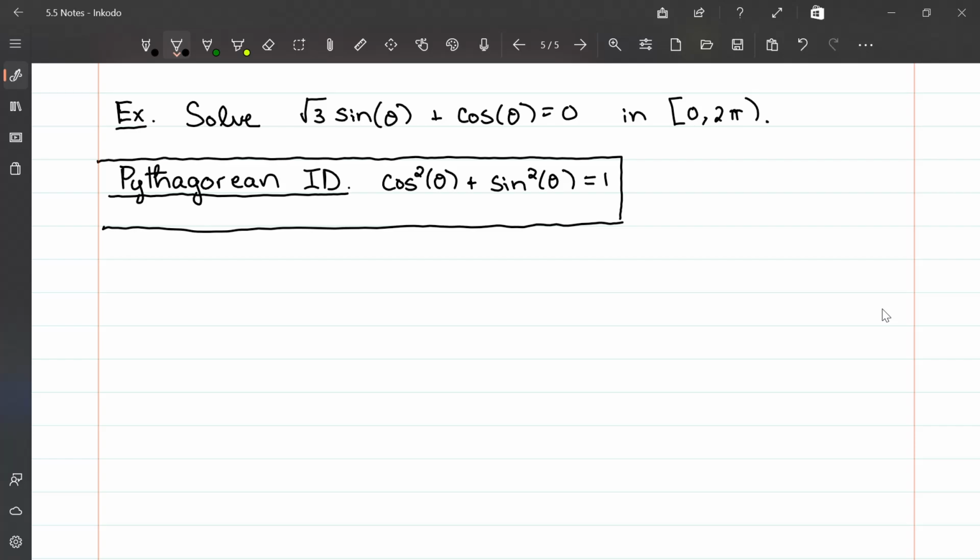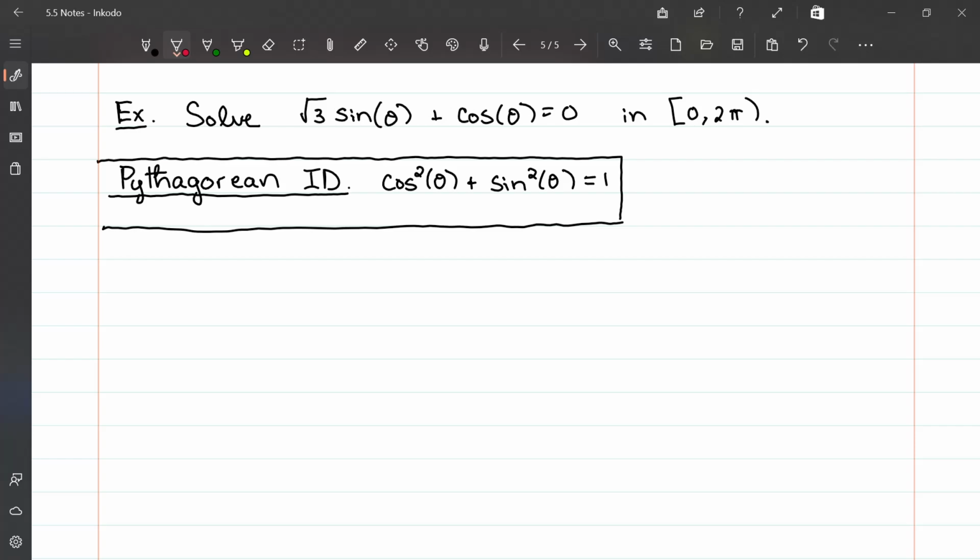For any angle theta, cosine squared theta plus sine squared theta is equal to 1. So my nefarious plan here is to somehow work this problem to a point where I'm dealing with squares of sine and cosine, and then maybe I can use this identity to rewrite the problem and make it a little bit easier. First things first, though, I can't have them on the same side.